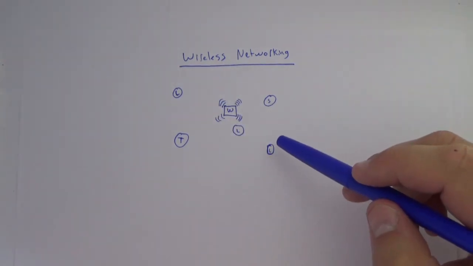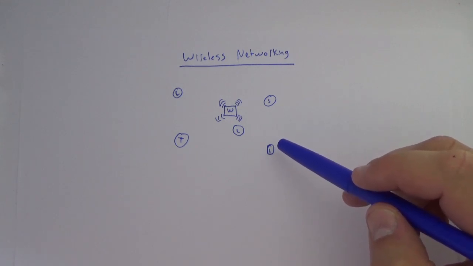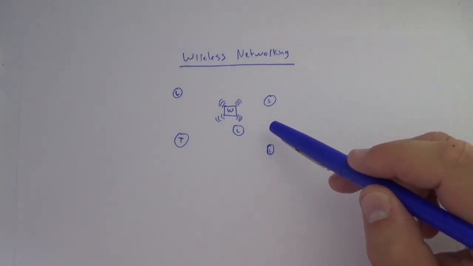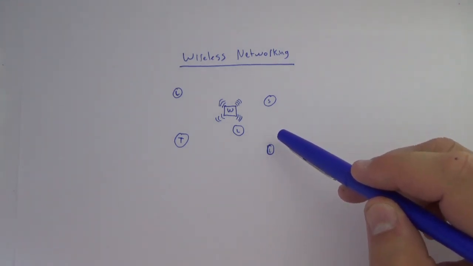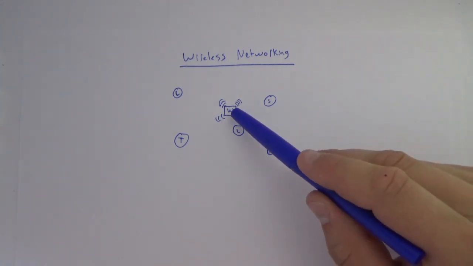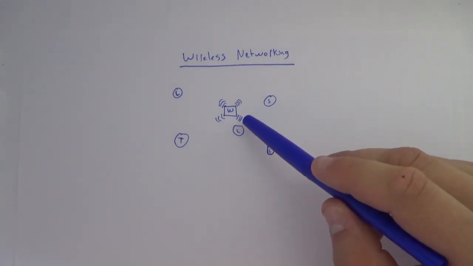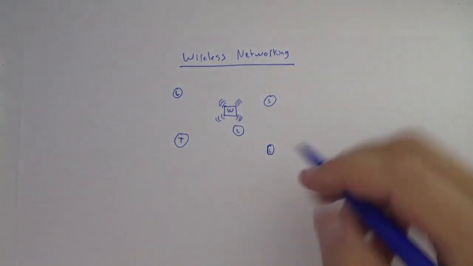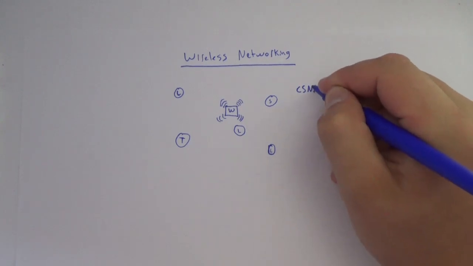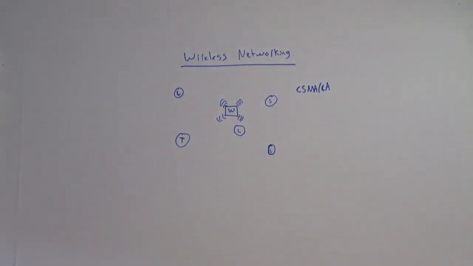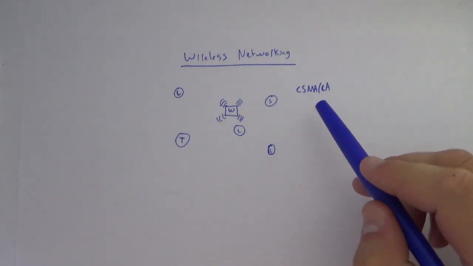The other issue that creates is that collision detection becomes somewhat difficult. We know that there is a collision happening if we're receiving multiple garbled signals, but it becomes very difficult to actually detect those collisions. And so wireless, rather than doing CSMA/CD, or carrier sense multiple access collision detection, wants to do CSMA/CA, collision avoidance. So carrier sense multiple access collision avoidance.